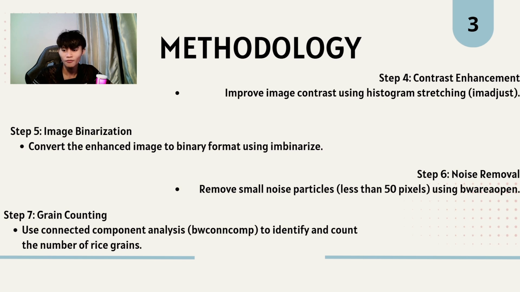And next, we have image binarization. We convert the enhanced image to binary format using imbinarize. Step 6, noise removal. We remove small noise particles, which are less than 50 pixels, using bwareaopen. Lastly, we do the grain counting. We use connected component analysis to identify and count the number of rice grains. I'm going to pass the next part to my friend Muiz.